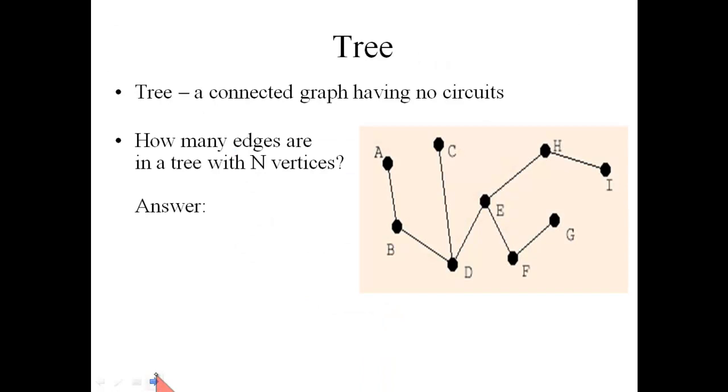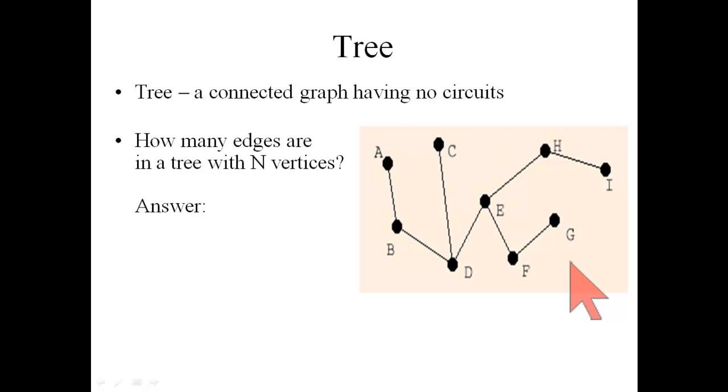This is going to involve constructing a tree. A tree is a special type of graph with two characteristics. First of all, it's connected, and second of all, it has no circuits. The graph on the right is such an example. It obviously is connected, and there are no circuits. You cannot travel around this graph and return to your starting vertex without retracing at least one edge.